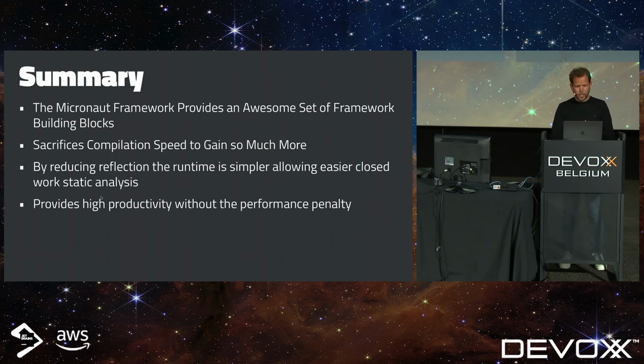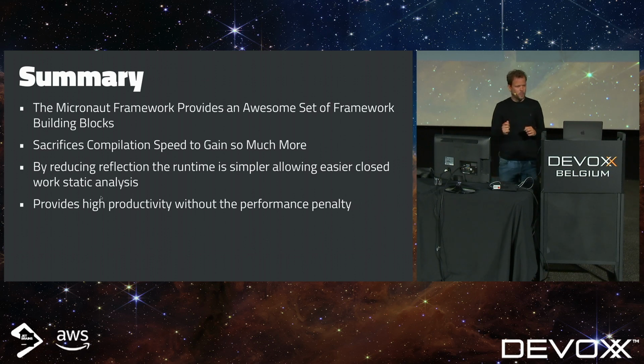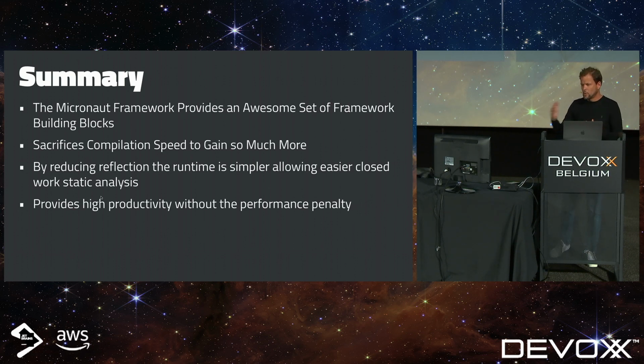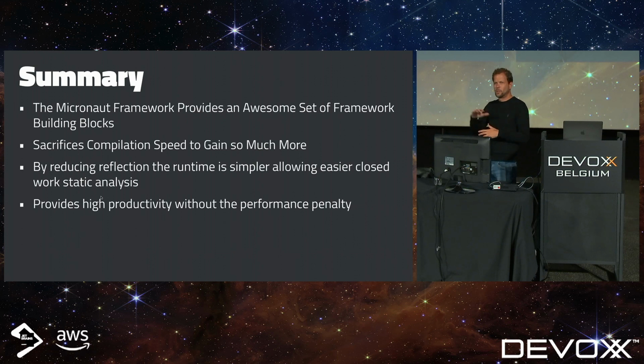So, in summary, the Micronaut framework provides an awesome set of framework building blocks where we started from the bottom layer to think about how we can reinvent the whole structure of a framework, to not base it on reflection, to not base it on runtime logic, and it provides that foundation that is awesome. It sacrifices a little bit of compilation speed by plugging into javac, but not much, and even in Native Image, it sacrifices compilation speed, but you gain so much. It allows you to take Java applications where they could not go before.